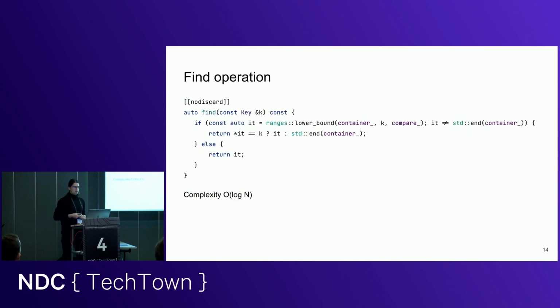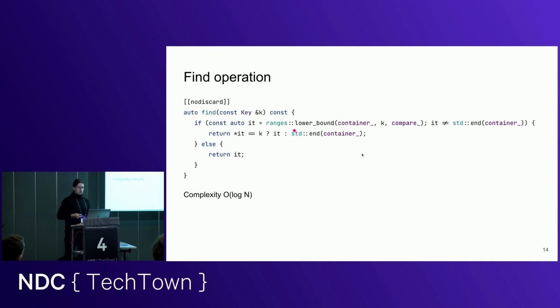Now let's talk about the find operation and why it's also logarithmic. This code is quite simple, and we can assume that the underlying container is sorted because we're using only methods, and it helps us keep an invariant.